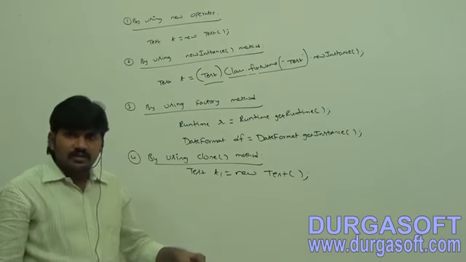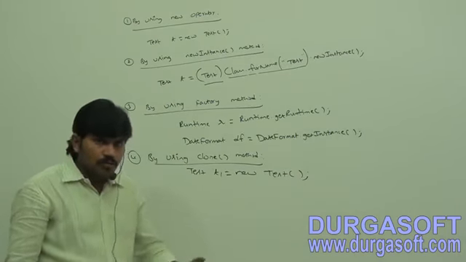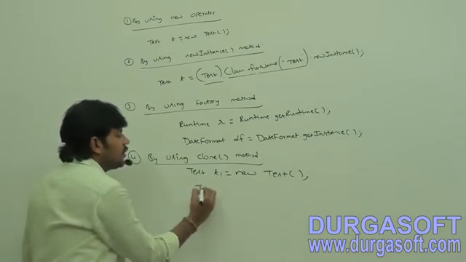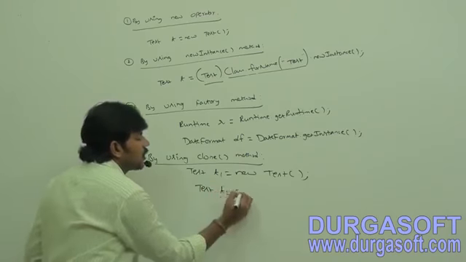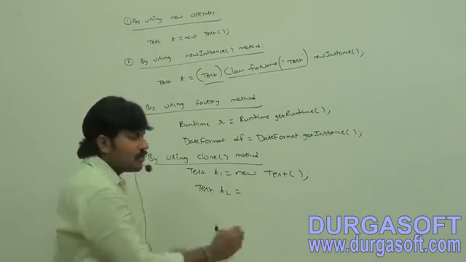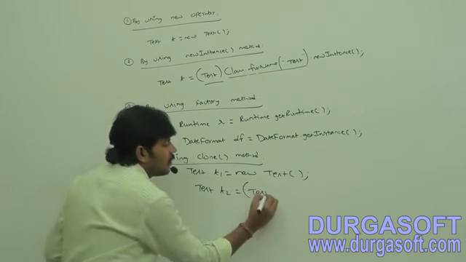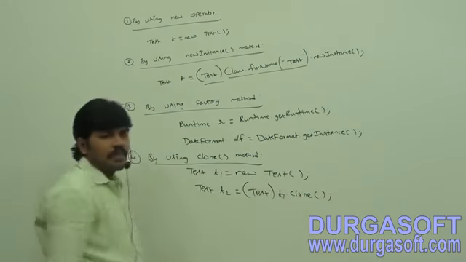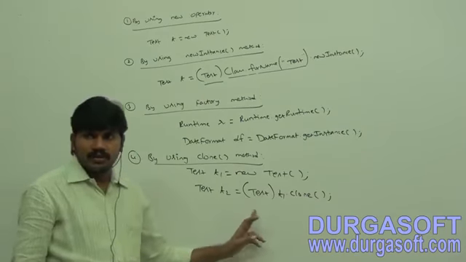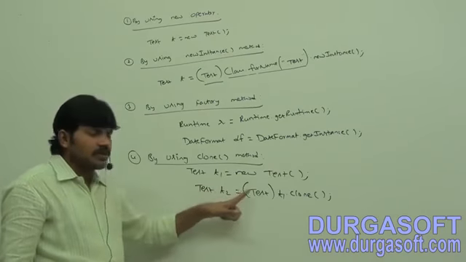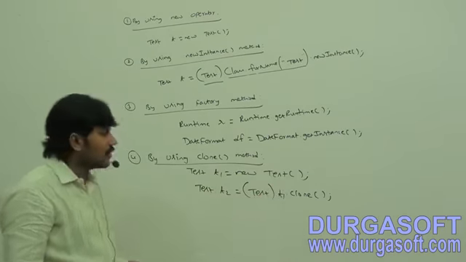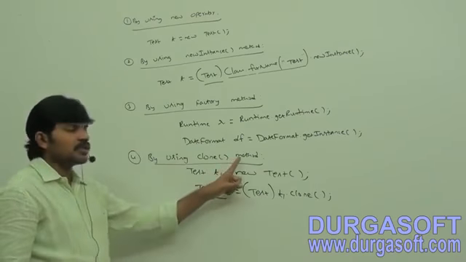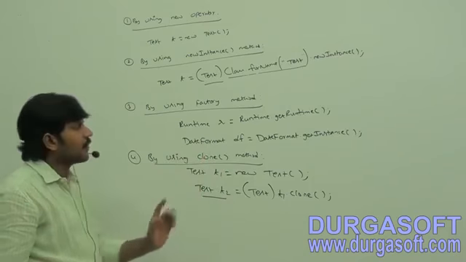For this test object, I want to call the clone method. I want to create an exactly duplicate cloned object. Tester T2 is equal to test of T1 dot clone method, right? Okay, this is Tester T2 is equal to test of T1 dot clone method. Now that's all. Now I got an exactly duplicate cloned object. This is also something we can get by using the clone method.